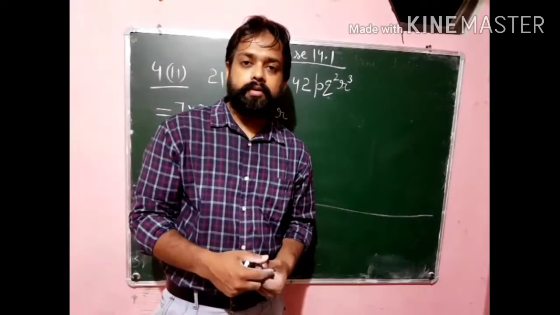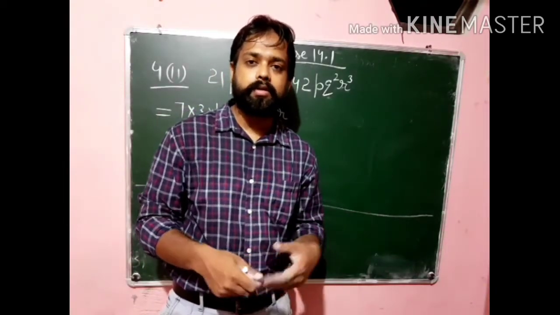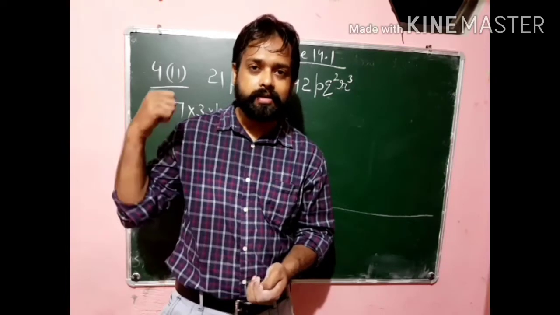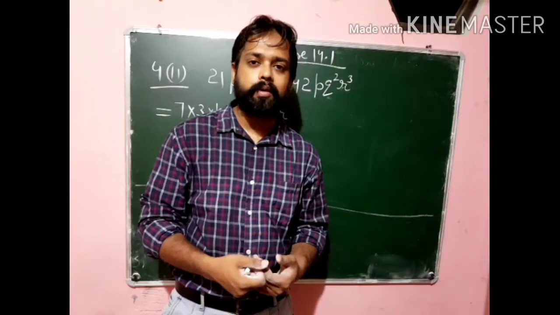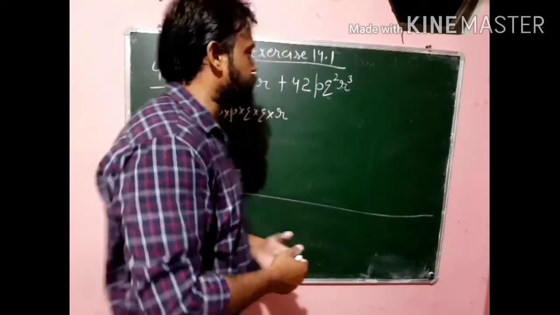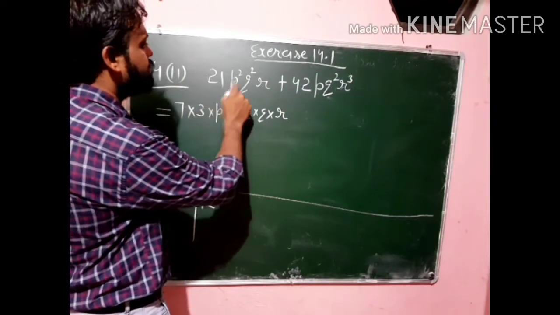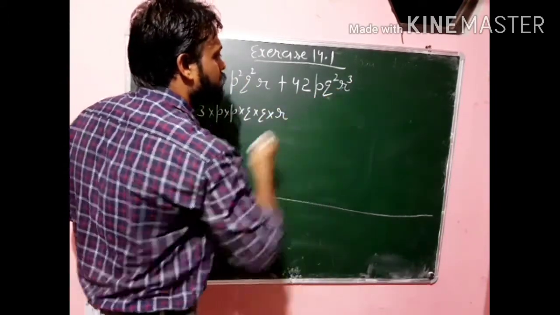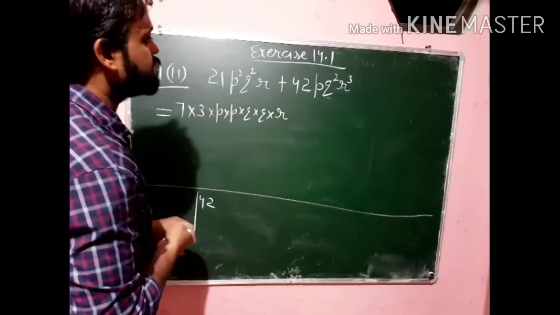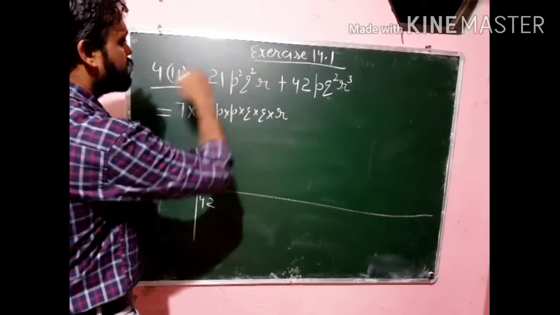Okay, now I am going to start the second part of the fourth sum. Again I am leaving its first part because it is also very easy, and you can see the steps. Even I am solving here. The same steps you have to follow in this case also. Now see, in the second part of the fourth sum we are given 21p square q square r plus 42p into q square r cube. So the same steps we have to follow. What is the step? First of all, we have to make the factors of each term.